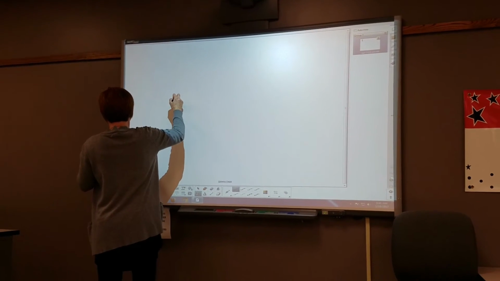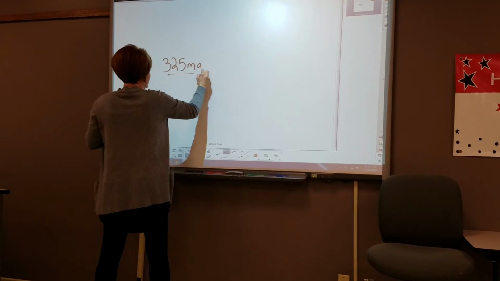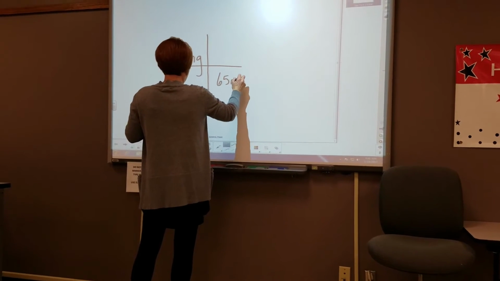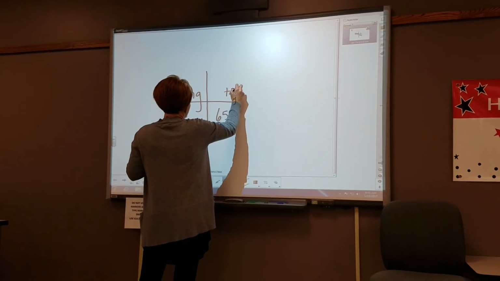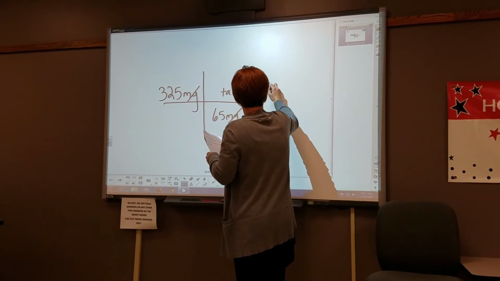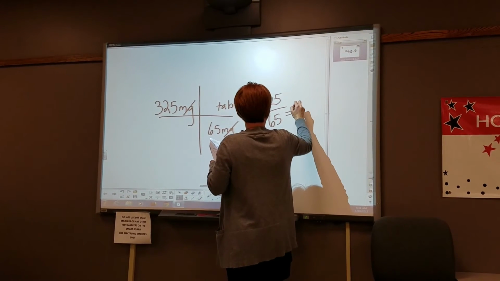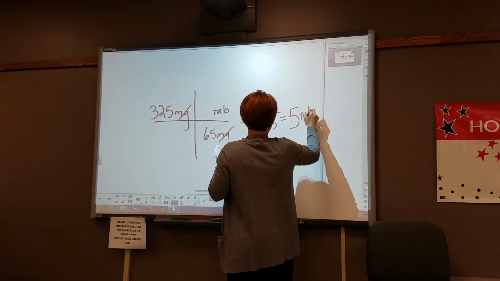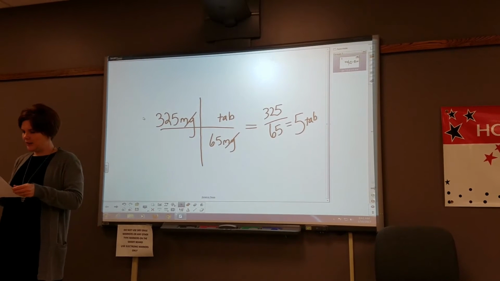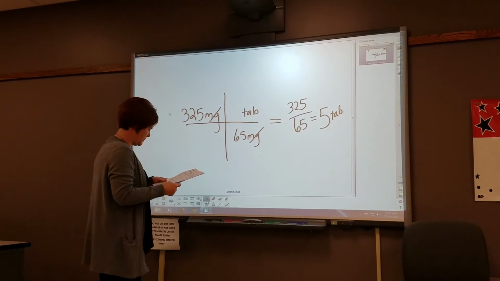So it says we have 325 milligrams that we want to give. And it says that aspirin comes in 65 milligrams per tablet. Just mark out your milligrams. We divide that out. This seems unrealistic, but you're going to give them 5 tablets, right? At 65 each. Okay. Everybody got that one? Awesome. Okay.